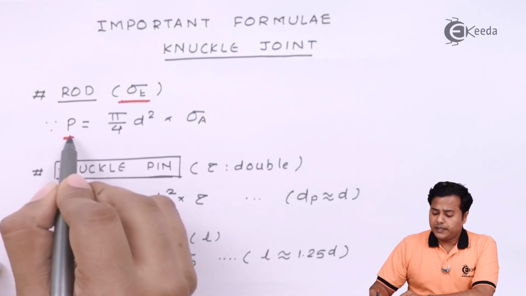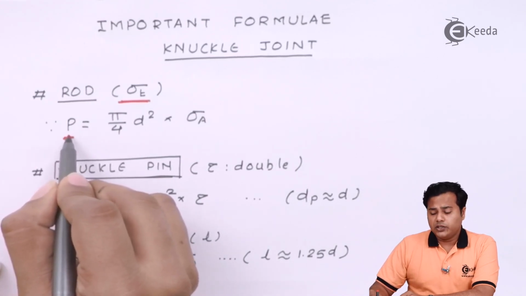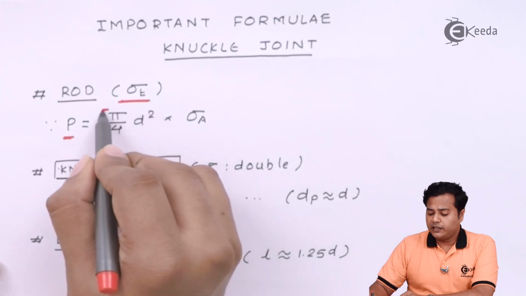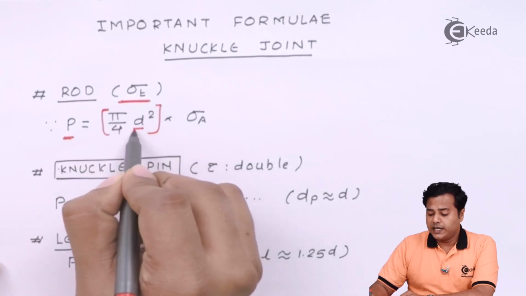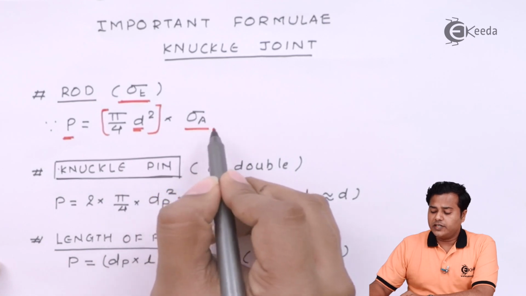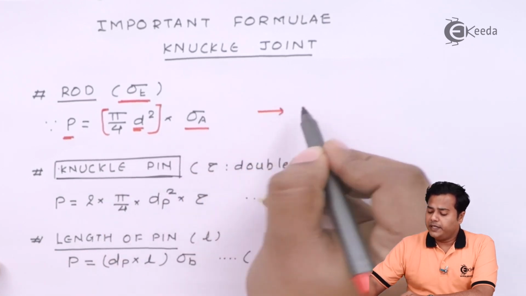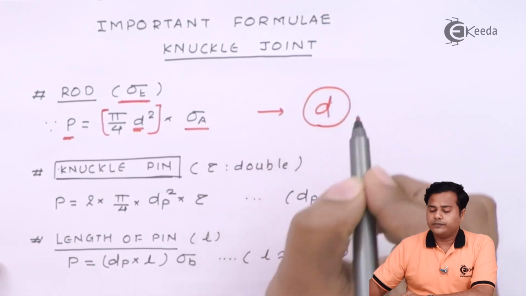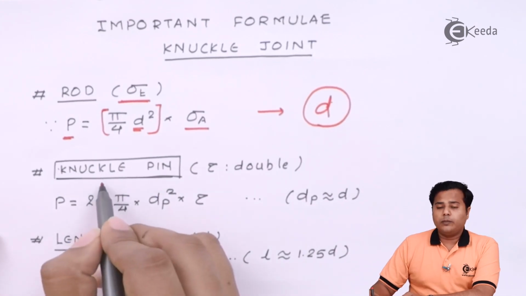So the formula is made up as force, or the load, axial load, is equal to the projected area of the rod, where D is the diameter of the rod, into its tensile strength. So your finding here will be diameter D for the rod. Next thing, we will go part by part.